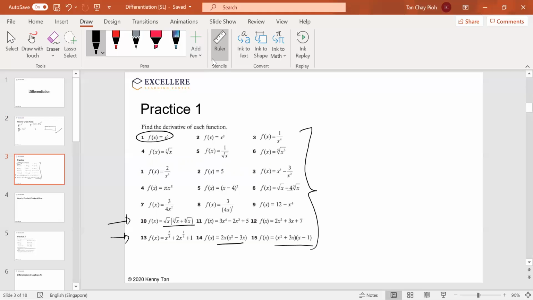Wait, can we just go through one question? Which one? Like question 10. Okay. So first and foremost, what I will do is I'm going to transform all these into index form.